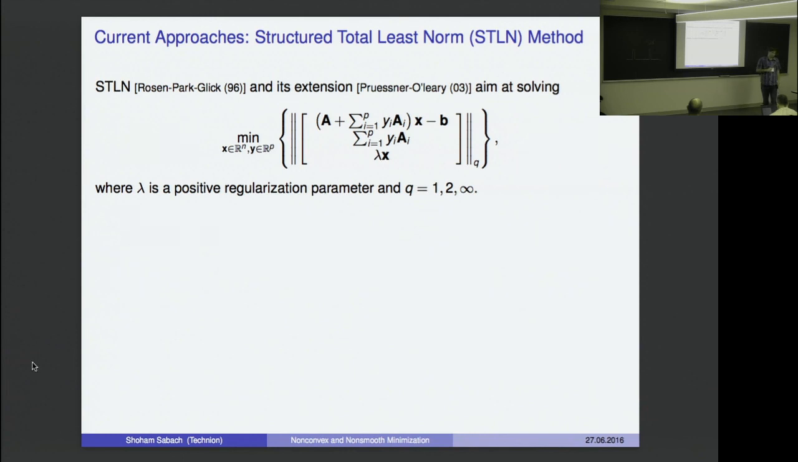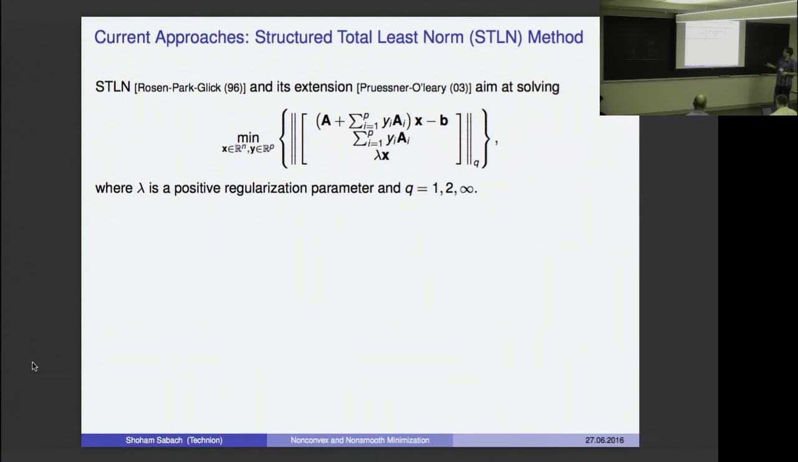I want to discuss a classical algorithm to deal with the RSTLS problem, and actually the algorithm is not exactly solving the model that I showed before. They consider a slightly different model. This was done by Rosen, Park and Glick, and they consider the following model, which is a bit different from the model that we consider.